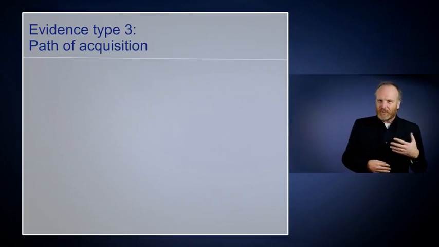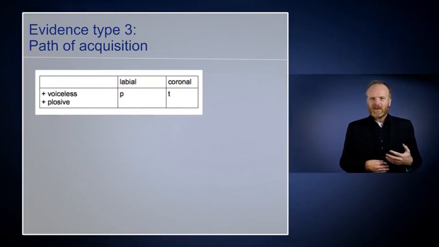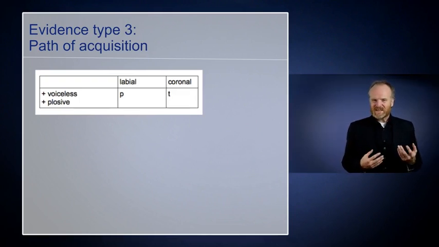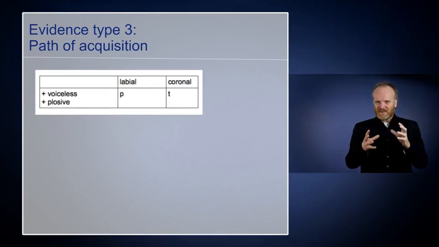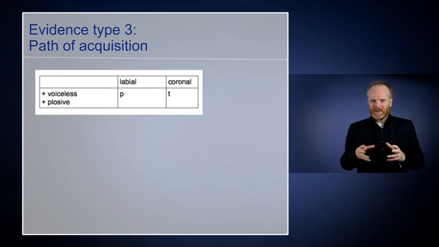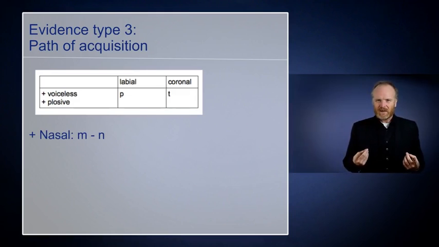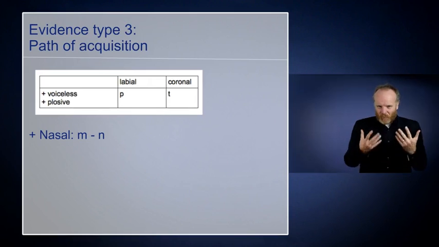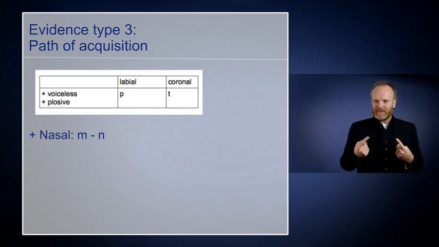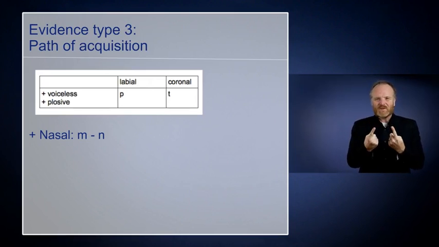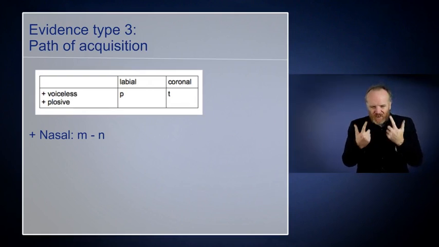Features also help us to describe and understand the path of acquisition, the order in which children learn the sounds of their language. A common path for children learning English, for instance, is that first they know the sounds P, T. What that means is they have then only learned the features voiceless, plosive, labial, and coronal. Think about this for a little bit. If you have those features, you can make two sounds, P and T. What can happen after this is that children learn the feature nasal. When they have done so, they can combine this one feature with the features they already have. They have P and T, they can combine it with nasal, then they can make two sounds, M and N.